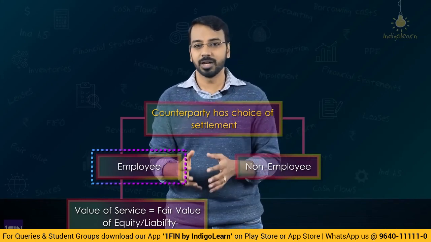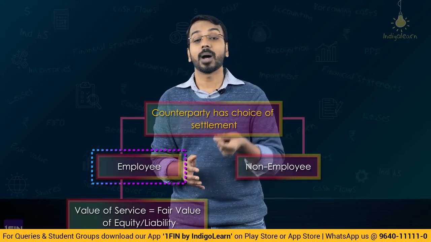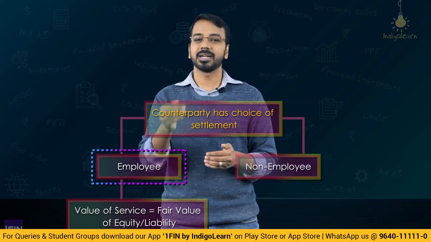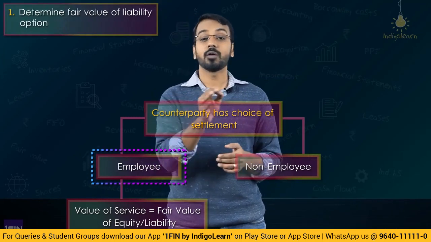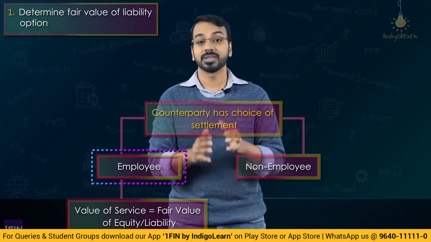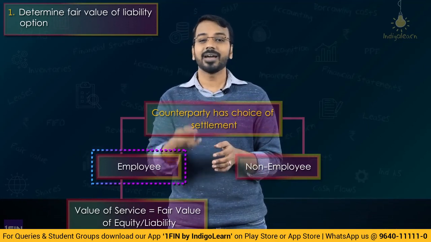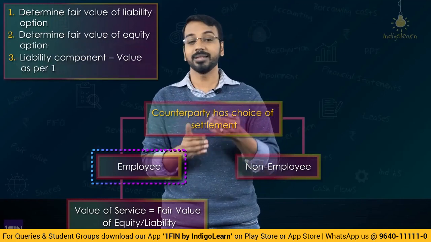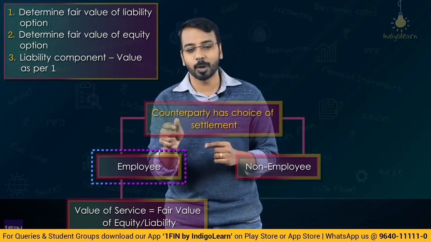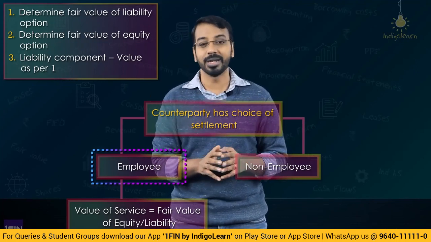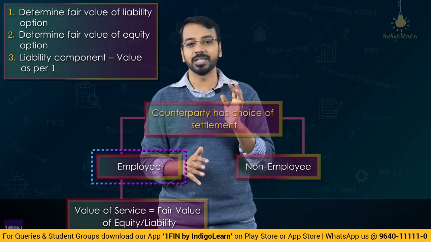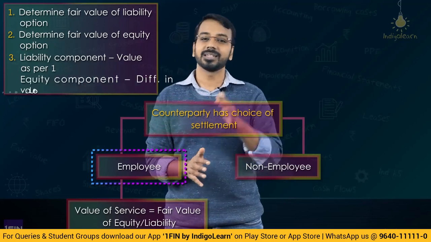equity instruments. Now, here when there is an option with an employee to either take cash or take equity instruments, what the standard says is, first determine the fair value of the liability option. Then determine the fair value of the equity option. The fair value of the liability option will be considered as the liability component, and the difference between the fair value of the equity instrument and the fair value of the liability will be considered as the equity component.